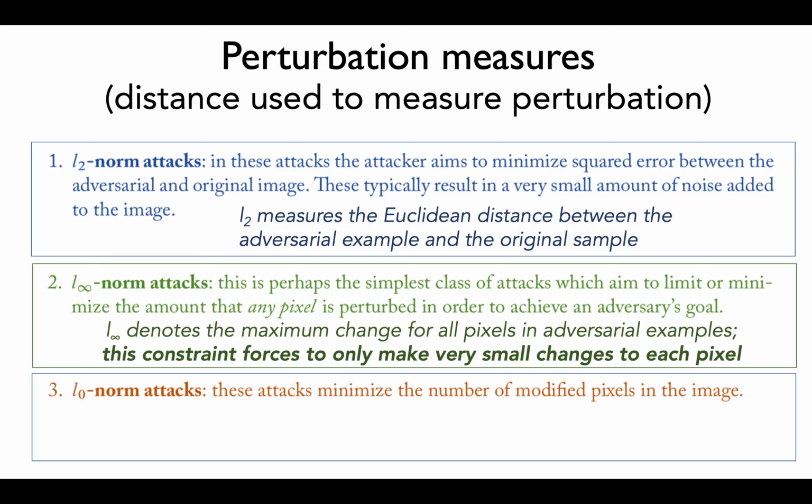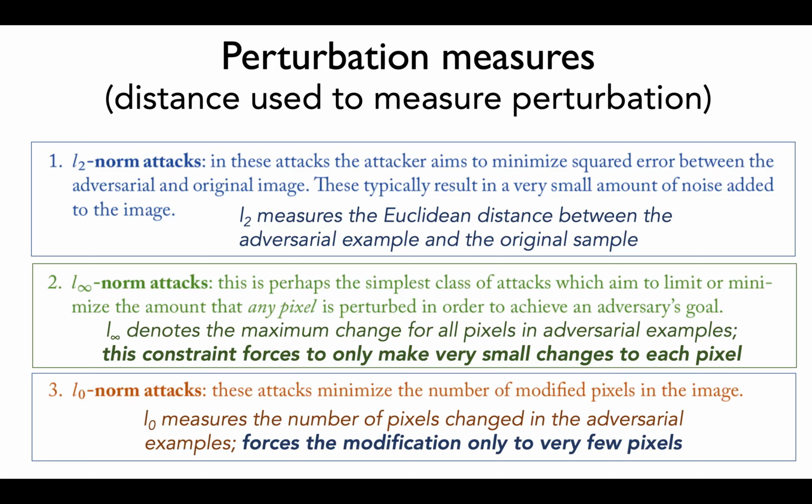Finally, an L0 norm attack basically focuses on the number of modified pixels in the image. So just as a reminder, the L0 norm of a vector tells us the number of non-zero entries in it. In a similar fashion with the L0 norm attack, we are focused on the number of pixels we are going to change. So if the L0 norm is bounded, it means that this is the maximum number of pixels that you can change. So in such an attack, we force the attacker to modify only very few pixels.